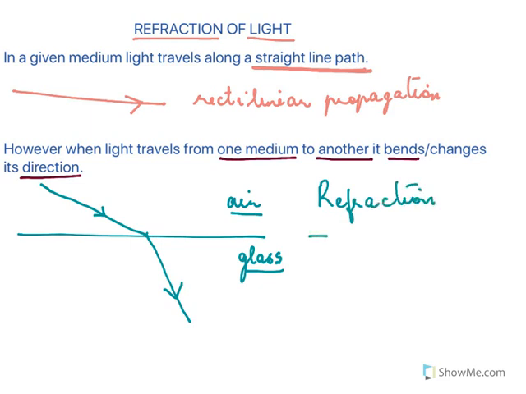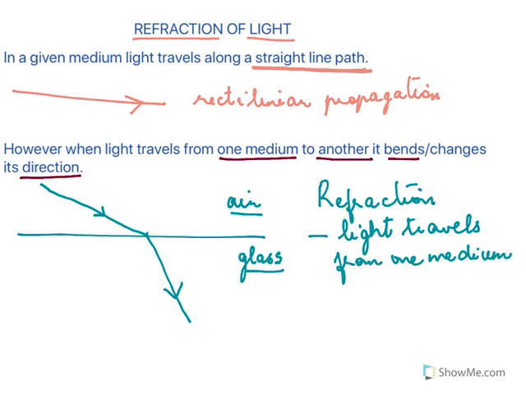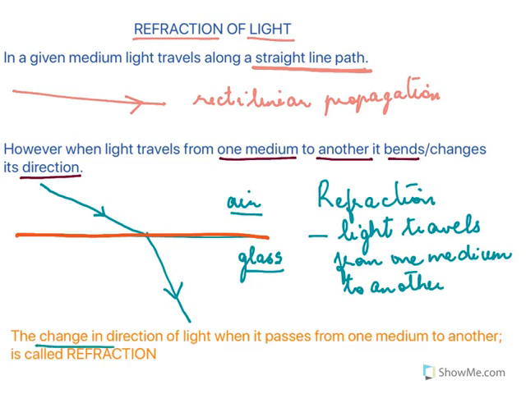And refraction happens only when light travels from one medium to another. It does not travel in a straight line, but it bends at the interface. At this interface of the air and glass, it will bend, it will change its direction. So this bending of light is called a refraction. So the change in direction of light when it passes from one medium to another is called a refraction.